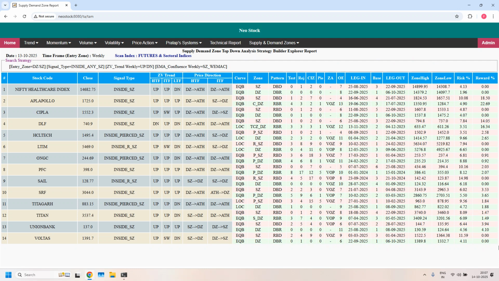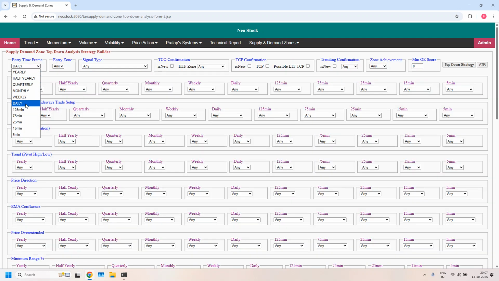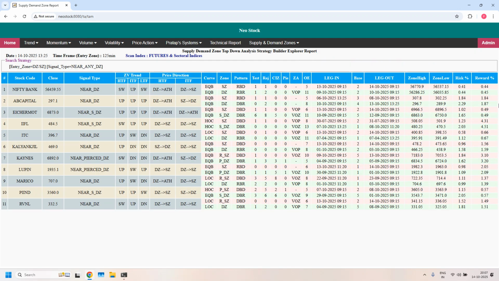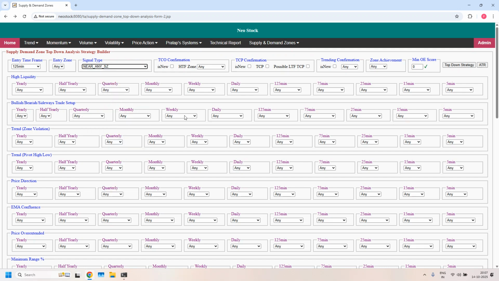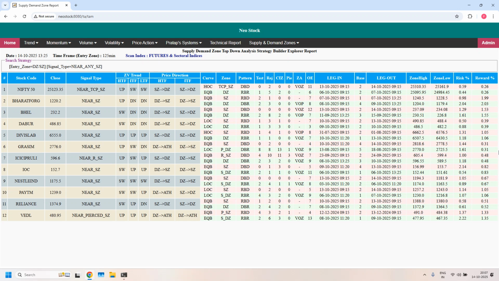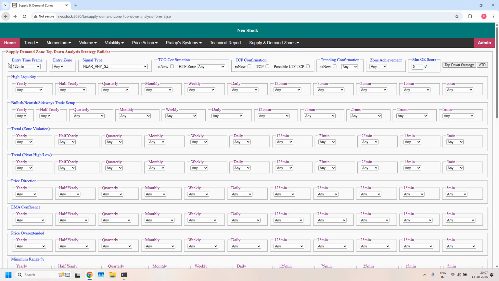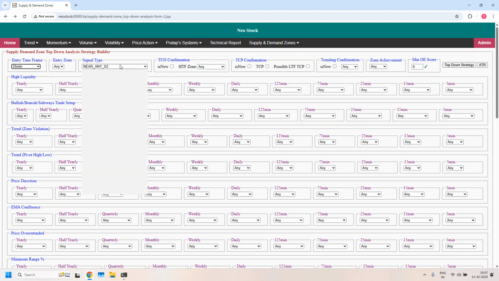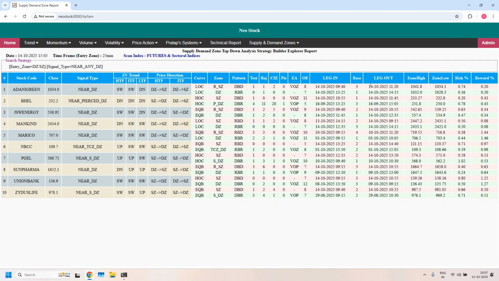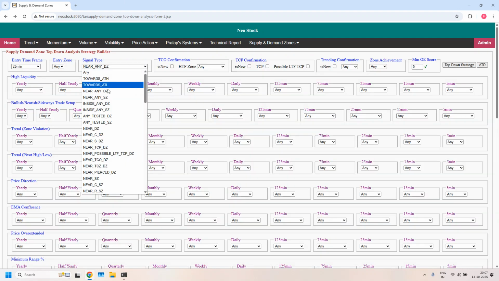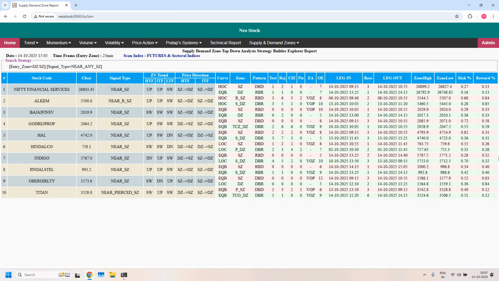Next time frame daily already generated in the beginning of the report. So the next time frame is 125 minutes. Stocks near to the 125 minutes demand zone, we got 11 stocks. Next, stocks near to the 125 minutes supply zone, we got 12 stocks. Next time frame 75 minutes already generated. So next time frame 25 minutes. Stocks near 25 minutes demand zone, we got 10 stocks. Next, stocks near to the 25 minutes supply zone, we got 10 stocks.